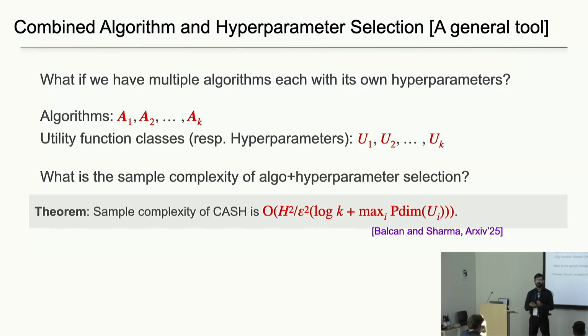The dominant term, as it turns out, is the complexity of the most complex hyperparameter class. So that depends on the max over i of the pseudo dimension of each hyperparameter class. There's a logarithmic dependence on the number of algorithm families, but the dominant term is this. In some sense, it reduces the problem of combined hyperparameter and algorithm selection to just the hyperparameter in the worst family you're interested in. So this is a nice, interesting theoretical result.